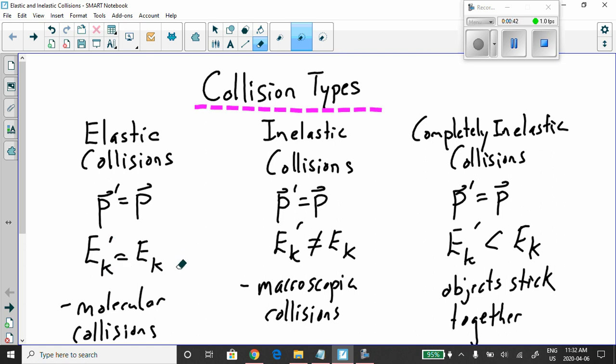Where would you see something like this? Well, you would see something like this when molecules are bouncing into each other. For example, in the air, nitrogen molecules, oxygen molecules, carbon dioxide molecules all bouncing off each other. This is basically what we're talking about right here.